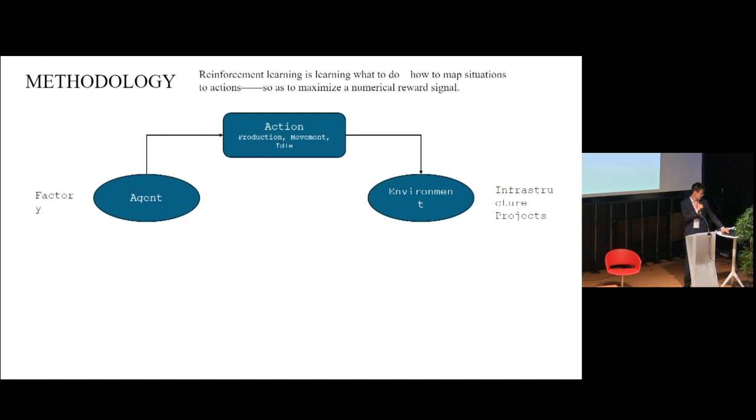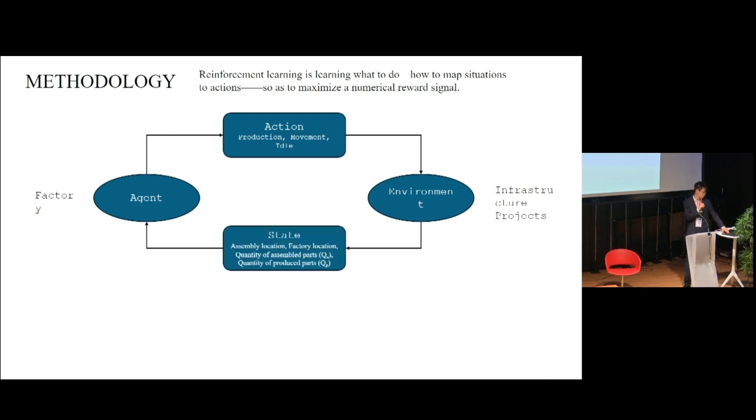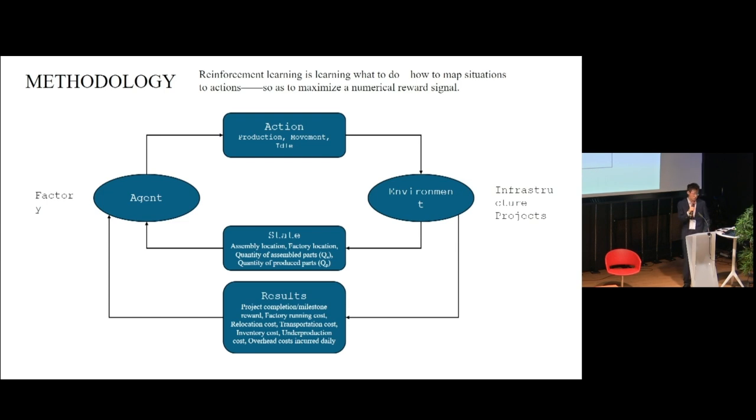The environment will respond to the actions taken by the agent by transitioning to a new state, and also provides feedback to the agent as the reward value. The state variables include the assembly location, factory location, quantity of assembled parts, and the quantity of produced parts. The reward function includes the project completion or milestone rewards, factory running cost, relocation cost, transportation cost, inventory cost, under-production cost, and the daily overhead cost.